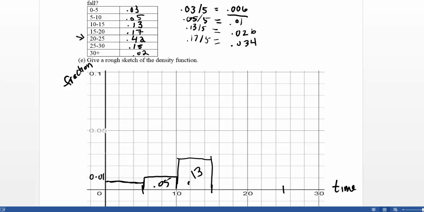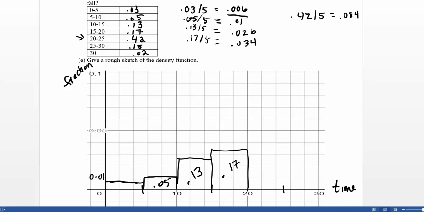So 0.03 is here, so about halfway between here and here. If I multiply 0.034 times 5, I get my 0.17. From 20 to 25, that was my 0.42. I have to divide that over the length of the interval, which is 5, which is going to give me 0.084. So 0.084 is getting pretty close to 1.